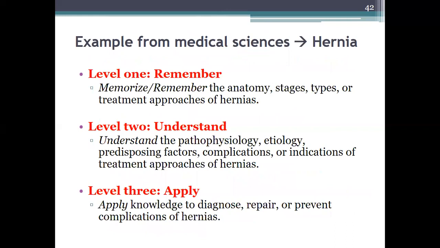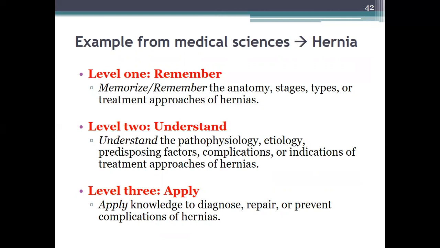So now we will take a medical condition to have some questions and activities relevant to this cognitive domain. So we will take three examples, and among these three, initially we'll discuss the hernia. So the level one, remembering: the activity might be like memorize, remember the anatomy, stages, types, treatment approaches of hernias. So that is just related to the basic medical sciences, the initial, just remembering.